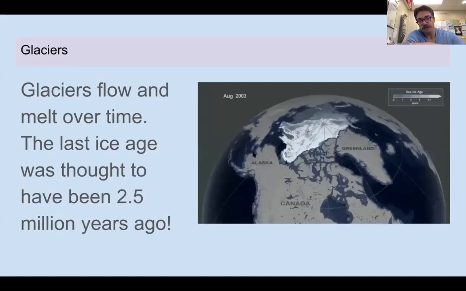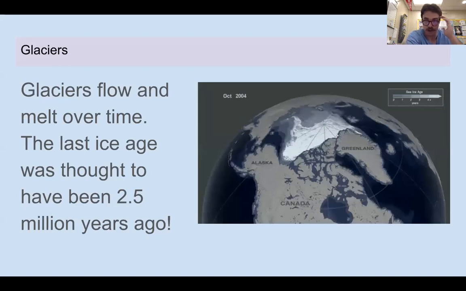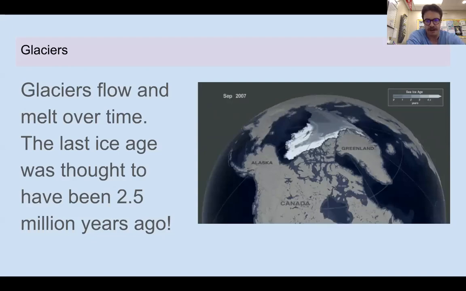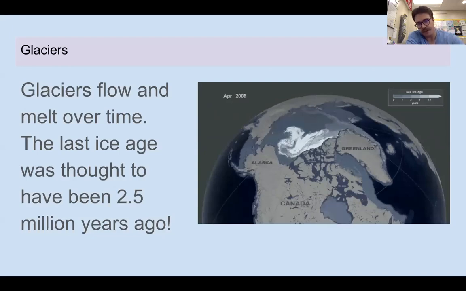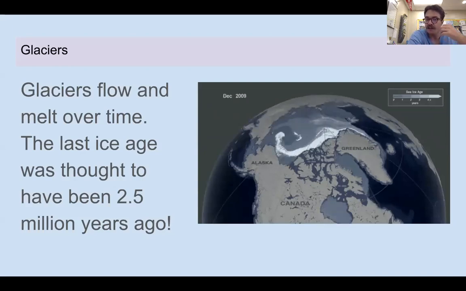Glaciers flow and melt over time. They expand and contract. Flow is expand, melt would be contract. The last ice age was thought to have been 2.5 million years ago and was starting to end 2.5 million years ago. If you look over at this GIF on the right, we see the expansion and contraction of the ice sheets that are around the actual North Pole.